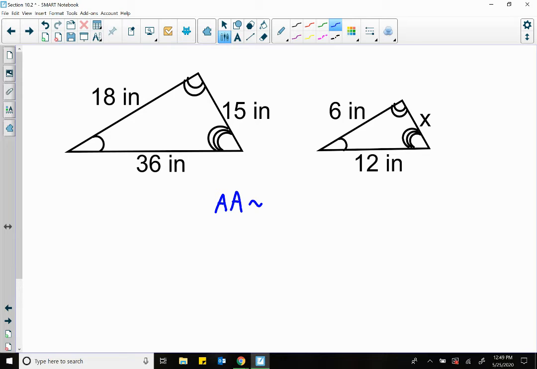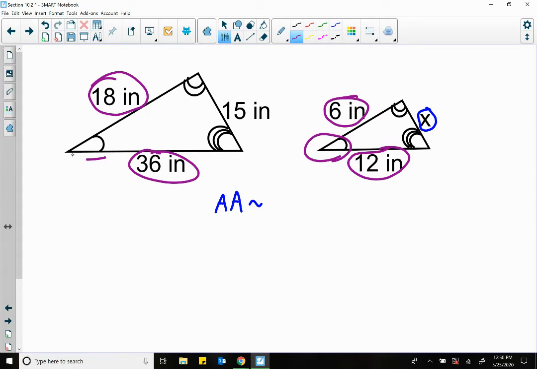Or if you notice, we can't use side, side, side. So those of you who say side, side, side similarity, we can't quite do that. Reason why? You can't use any of those cases when you have a variable. Okay, so I can't look at all three sides and know if they're proportional or not because I don't know what x is. Okay, so you can't use side, side, side. But we do have this side that matches that one, the 36 inches that matches the 12 inches, and you have the angle that is between them. So we could check and see if side, angle, side similarity works.